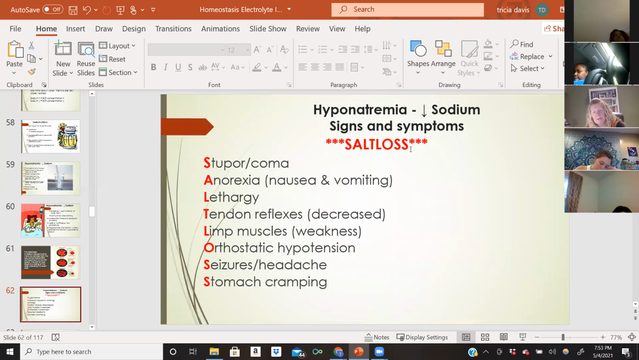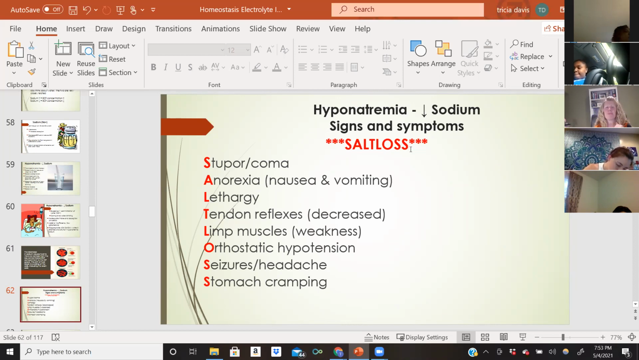So hyponatremia, low sodium, salt loss is how you can think of it for signs and symptoms. Your patient is going to present with stupor, confusion, coma even. If it's critically low, anorexia. They're going to have nausea and vomiting. They're going to be lethargic. Their tendon reflexes are going to be decreased. Okay, I want you guys to remember that. Their tendon reflexes are going to be decreased. They're going to have muscle weakness. Their muscles are going to be limp.